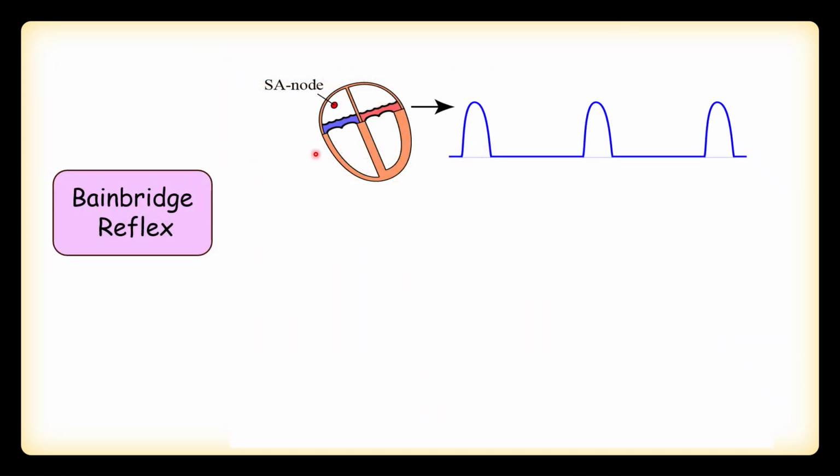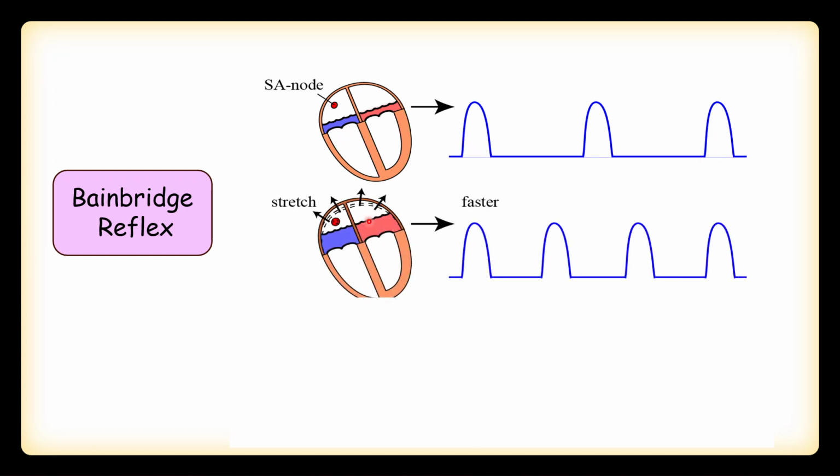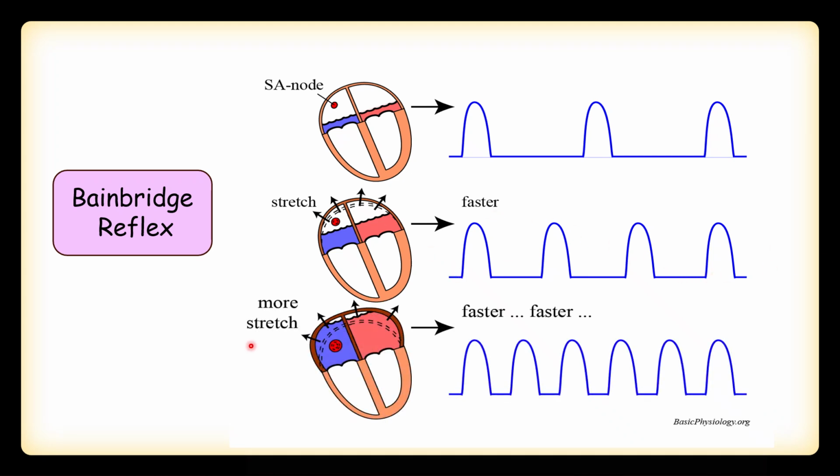So the Bainbridge reflex is diagrammatically represented here. It is showing the SA node, and because of the venous return, we will be having a change in heart rate. So whenever there is stretch in the right atrium, that is because of increased venous return, it leads to faster heart rate, and the more the stretch, the faster will be the heart rate. So from this, it is very clear that in Bainbridge reflex, increased venous return leads to increased heart rate.